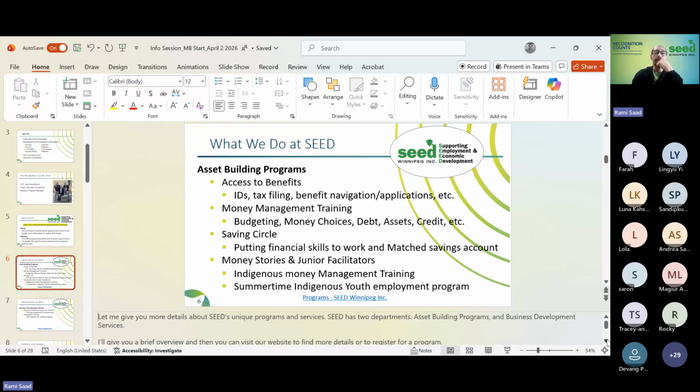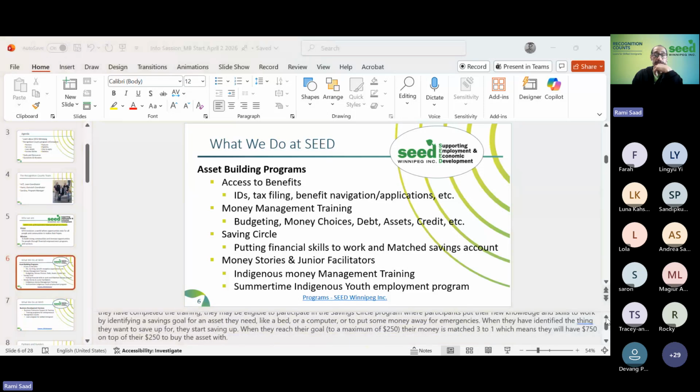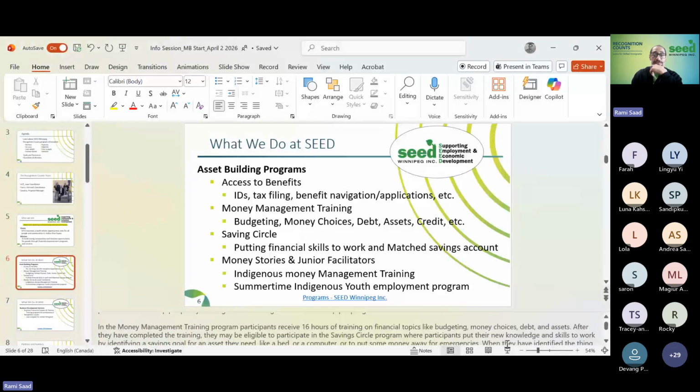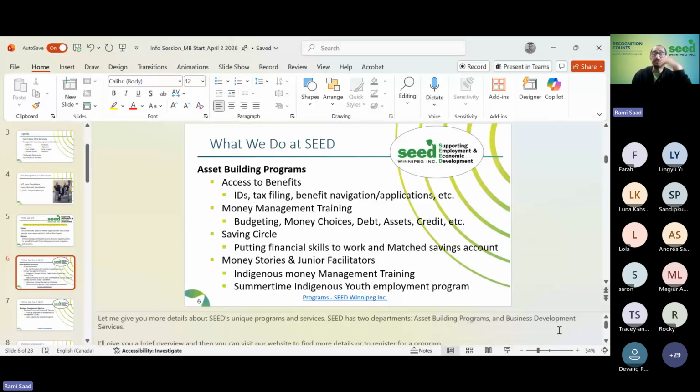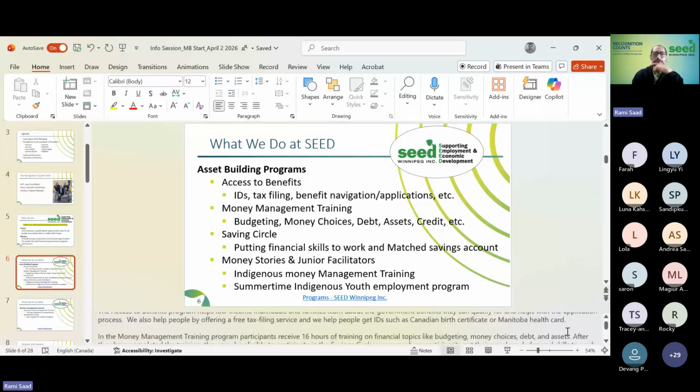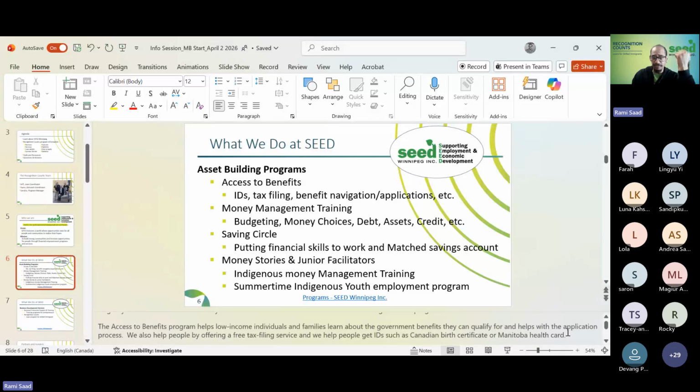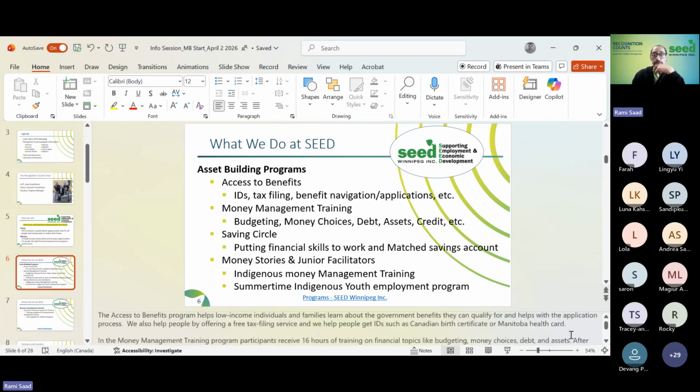With SEED Winnipeg, we help participants access any governmental benefits that are available for them. The governmental benefits could be something like getting their tax filed, which, we are now in the tax season, and you can get them filed for free. You can also get your ID, like a birth certificate, a Manitoba health card, a Canadian birth certificate. Also, with some of our coordinators at SEED Winnipeg, we will help you with the application for other things such as opening a checking account. If you would like to open a bank account, we can help you with that as well.